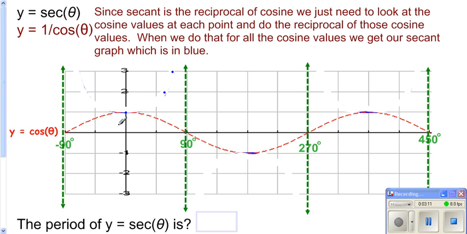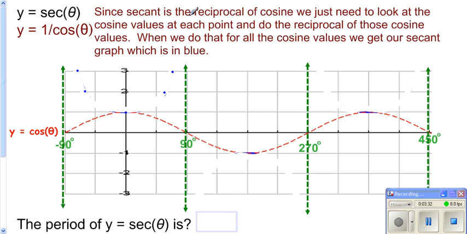And we can do the same thing over here. Over here at negative 60 degrees, we're at a height of 1/2. The reciprocal of that is 2. At some point over here, we're going to be at a height of 1/3. The reciprocal of that is 3. And then we could go ahead and draw that in.